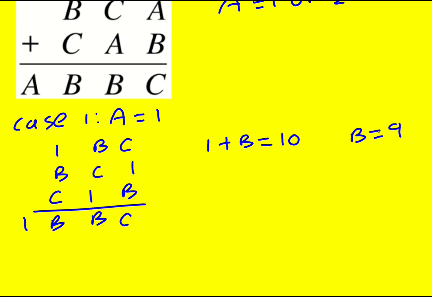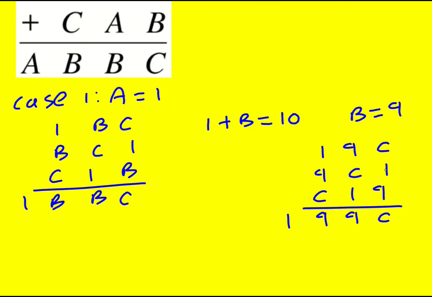And then if we go with that, that must be the case. So 19C, 9C1, C19. When I add these together, I'm going to carry 1 here, so that doesn't really help me, but then I'm going to have 9 plus 1 plus 1, that's 11. So 11 plus C must equal 19. And so C must equal 8.